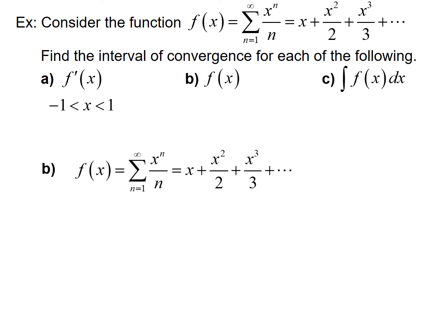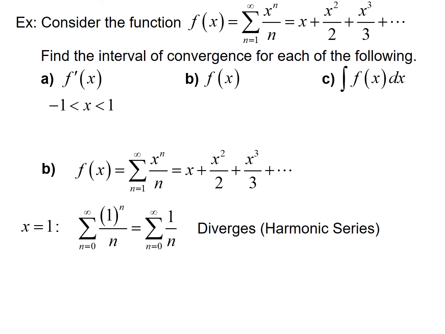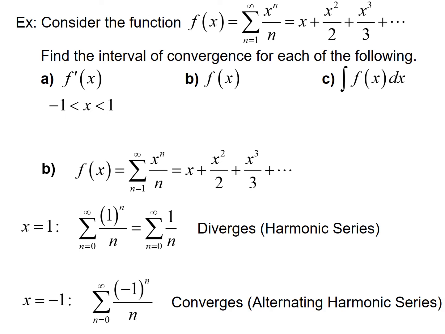Okay, so let's look at the original function. Well, we already know that this converges from -1 to 1, so let's check what happens at 1. Replace x with 1, and we get the sum of 1 over n, which is the harmonic series that diverges. Let x equal -1, that's the alternating harmonic series, and that converges. So the left endpoint, -1, gets included.